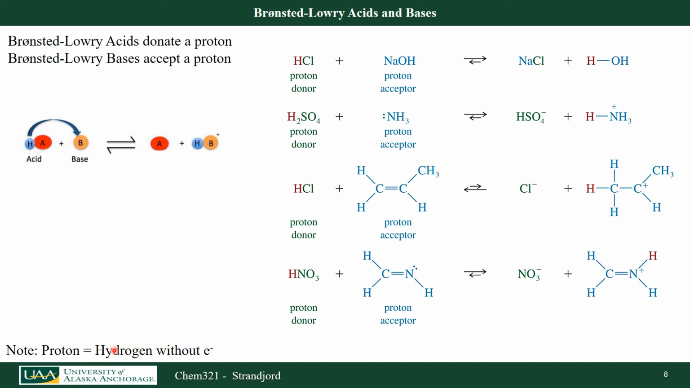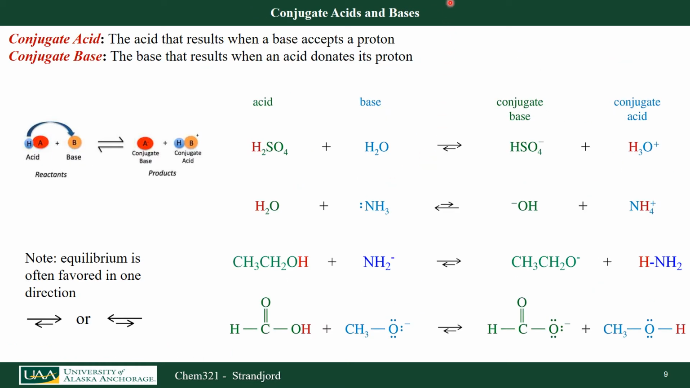Remember that a proton is just a hydrogen without an electron. It's just a proton in the nucleus. When we talk about proton transfer reactions, acid-base reactions, we often talk about the conjugate acid. This is the acid that results when a base accepts a proton, so it's one of the products. The conjugate base results when an acid donates its proton. It is actually one of the products also.